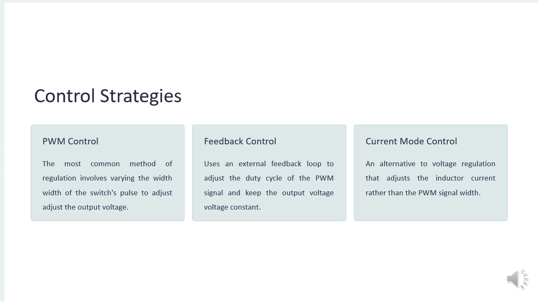It adjusts the duty cycle of, for example, the PWM or any kind of controller signal to keep the current or voltage constant. And the third of them is the current mode controller. It is an alternative to voltage regulation, and it uses the inductor current rather than a PWM signal width.